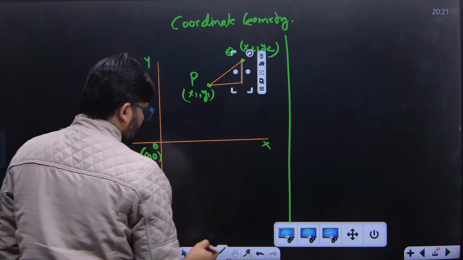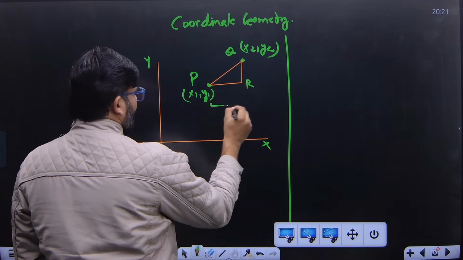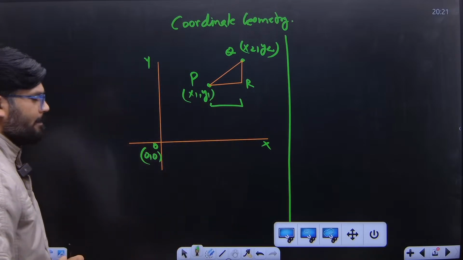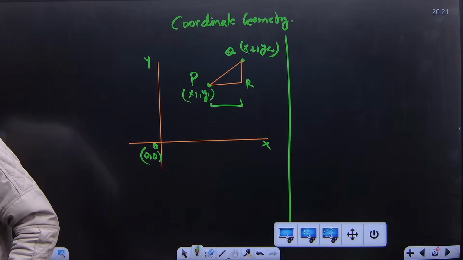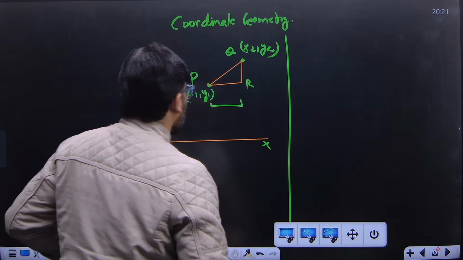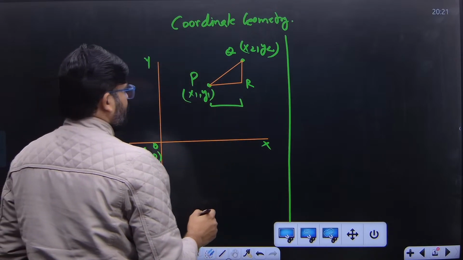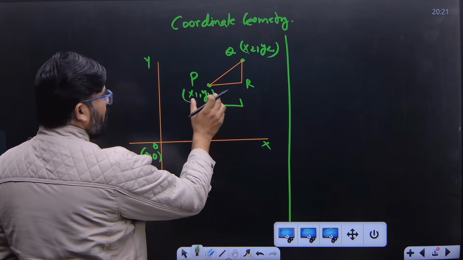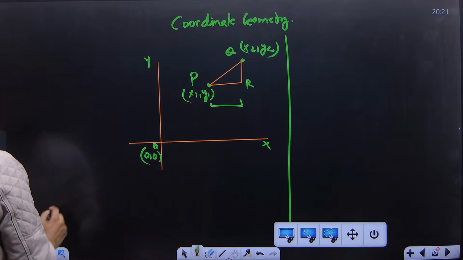Can you tell me, if this is R, what will be PR using the coordinates? Root of x squared plus y squared? No. PR. Yeah, that is the x unit. But how have you got the points? Suppose let me ask you another way.